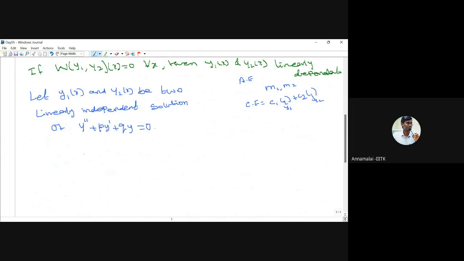Now, how to find the particular solution of the given equation? We call it yp of x. Yp of x means the particular integral. P means particular integral. The particular integral of the given equation is nothing but v1 into y1 plus v2 into y2.